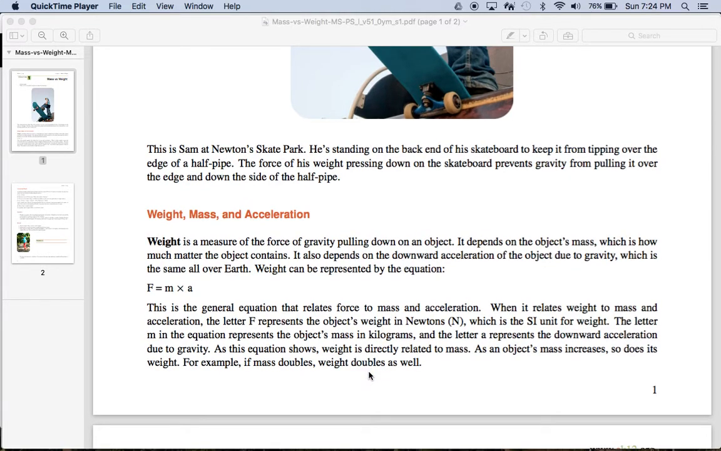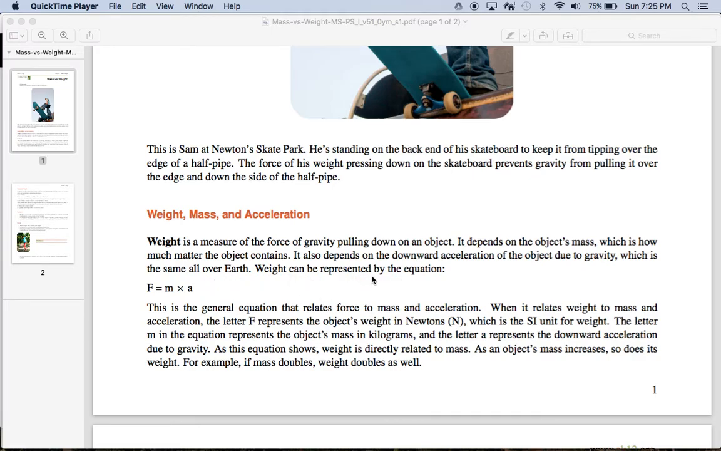Weight, mass, and acceleration. Weight is a measure of the force of gravity pulling down on an object. It depends on the object's mass, which is how much matter the object contains. It also depends on the downward acceleration of the object due to gravity, which is the same all over Earth.